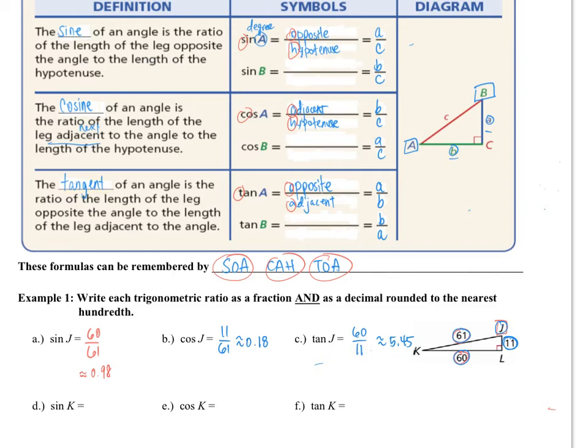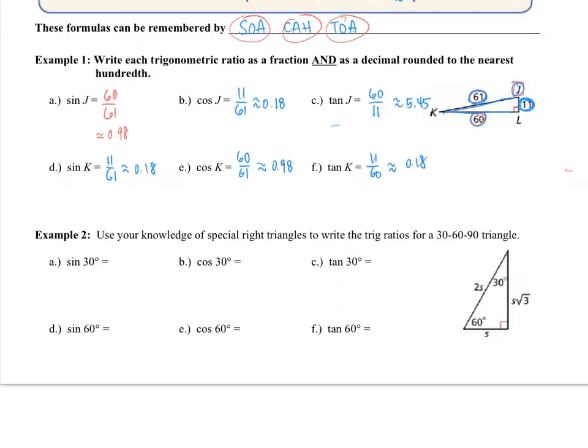And now we have sine K. Sine K will be opposite over hypotenuse, 11 over 61, that's about 0.18. And then cosine K, we'll take adjacent over hypotenuse, will be 60 over 61, about 0.98. And tan K, 11 over 60, about 0.18.